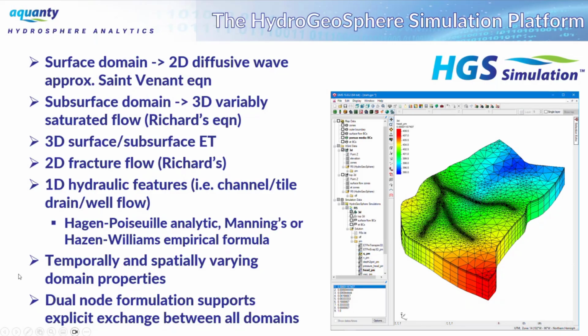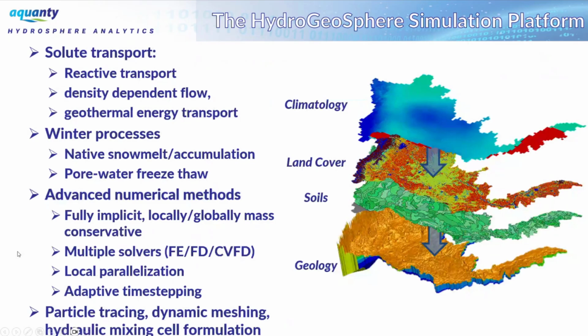Almost all of our model domains or different governing equations support both spatially, of course, but also temporally varying domain properties. For example, we can apply time-varying hydraulic conductivity to represent the impact of pore-water freezing and thawing. We support that dual node formulation for explicit exchange of water between all model domains. We support solute transport, both reactive, density-dependent flow, and geothermal energy transport processes. We have a number of native or inbuilt winter processes: pore-water freezing and thawing, and native snow melt and accumulation.